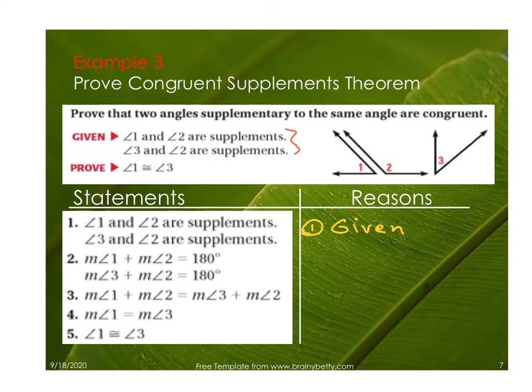Next, we're going to translate what supplementary angles mean and show that angle 1 plus angle 2 equals 180 degrees and angle 3 plus angle 2 equals 180, and this is the definition of supplementary. Because I know when I add the 2 angles, if they're supplementary, they're going to equal 180 degrees. My next statement could either be substitution or transitive.